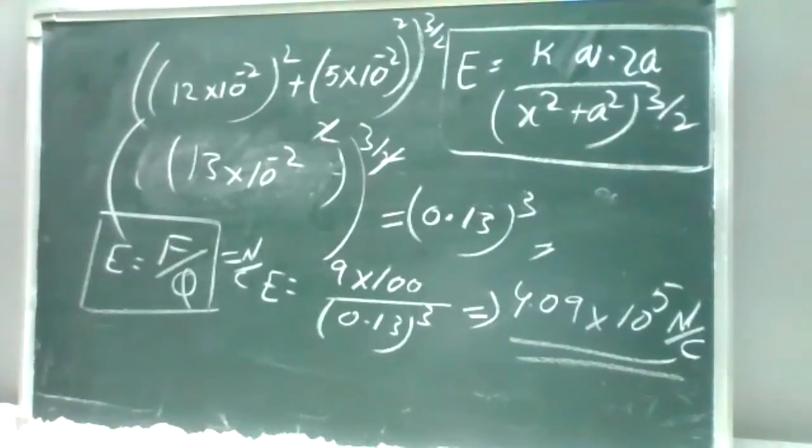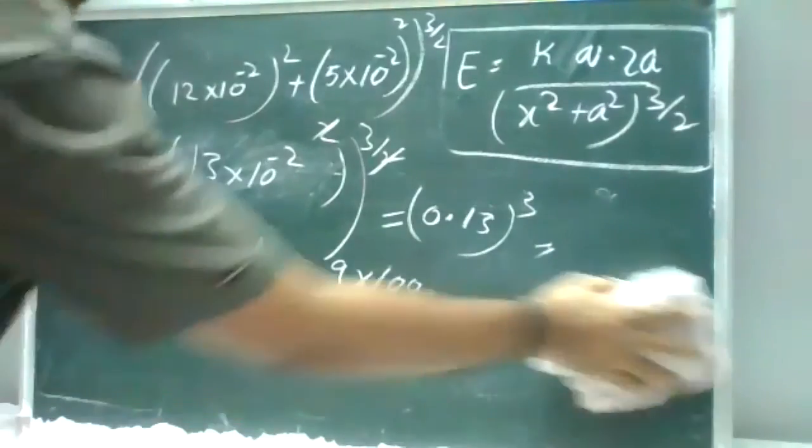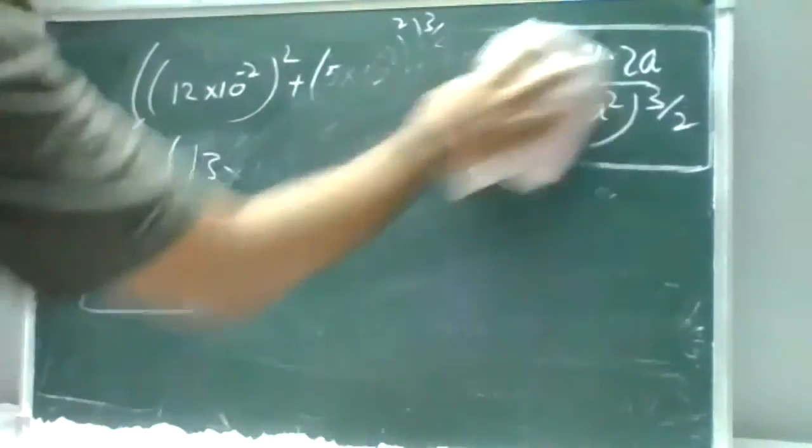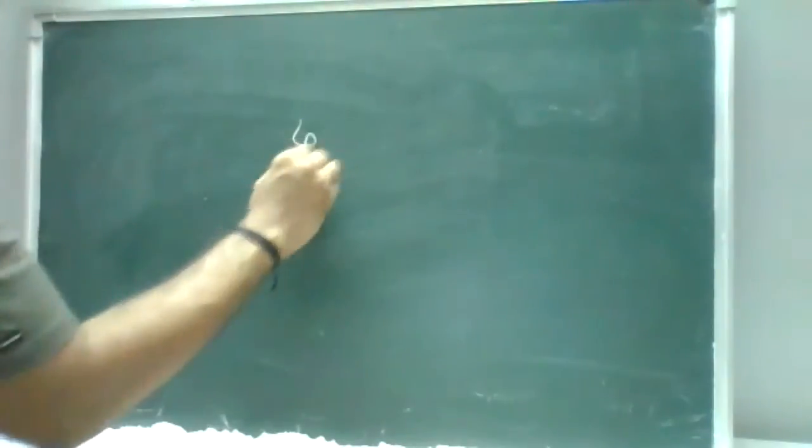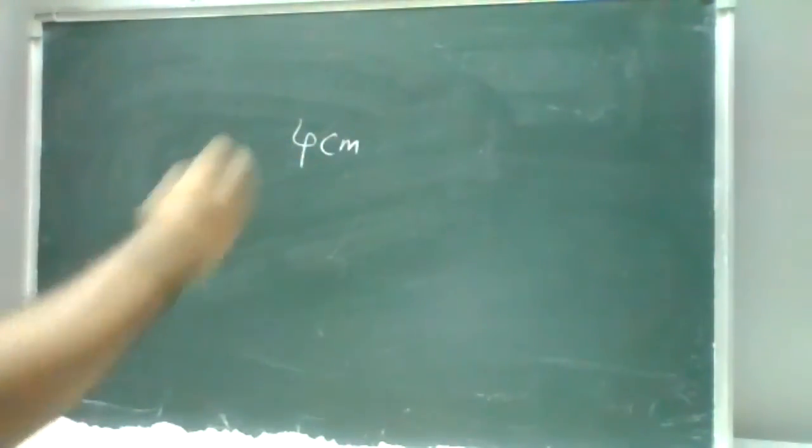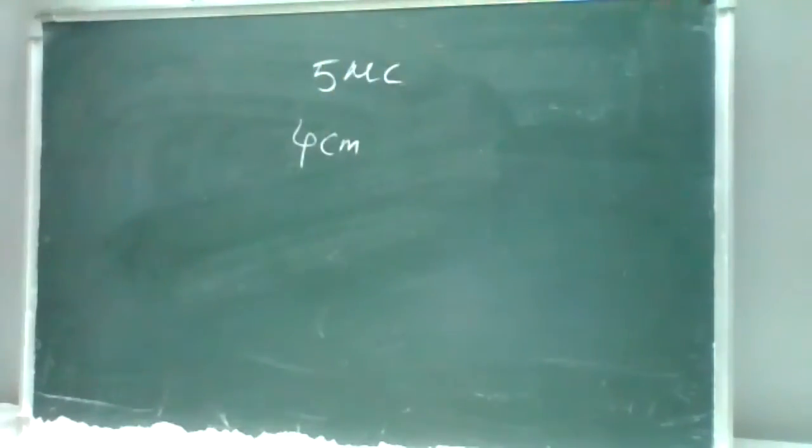So note down the next question. 2 point charges each of 5 microcoulomb, of opposite sign, are placed 4 centimeters apart. I'll repeat again. 2 point charges, plus and minus 5 microcoulomb, are placed 4 centimeters apart. Calculate the electric field intensity.